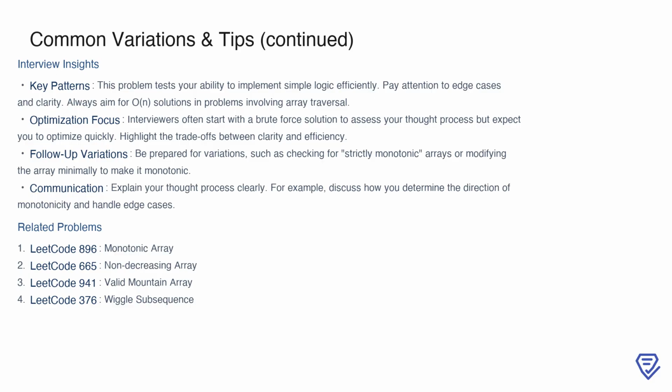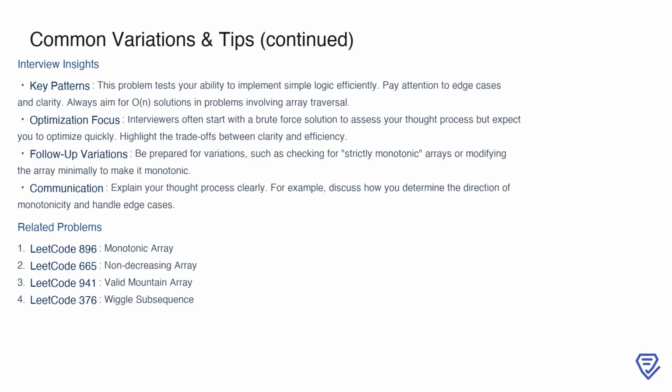However, it's worth noting that interviewers may start by asking for a brute force solution to gauge your thought process. They will then expect you to optimize it, so be ready to highlight the trade-offs between simplicity and efficiency. You should also prepare for possible variations of the problem. For example, you might be asked to check for strictly monotonic arrays or to modify the array minimally to make it monotonic. Both require a clear understanding of the core logic.